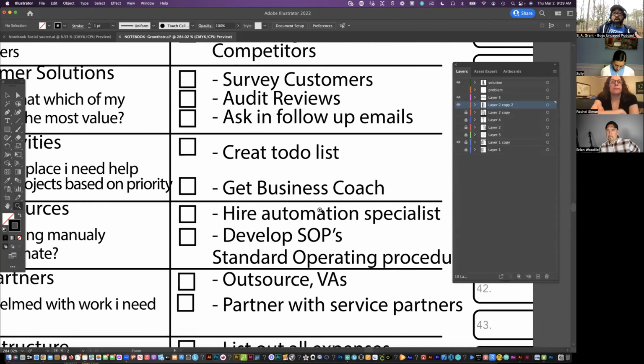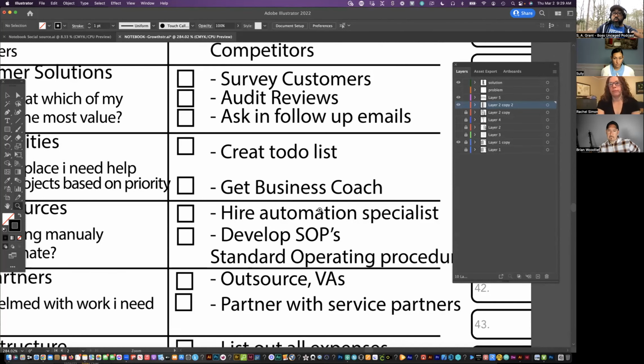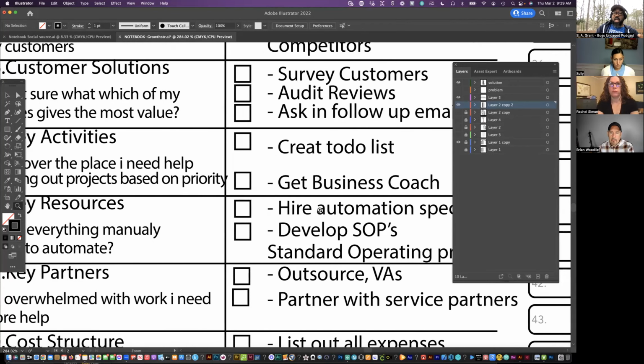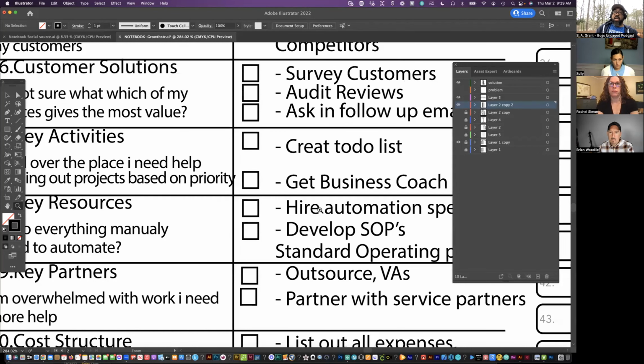Next would be hire automation specialists, develop SOPs. SOP stands for standard operating procedures, and that goes hand in hand with your automation. A lot of times people are saying, I don't have time. I need to delegate, but you don't know how to delegate. The first step in delegation or automation is figuring out the steps and procedures to be able to do something at scale repeatedly over and over again.